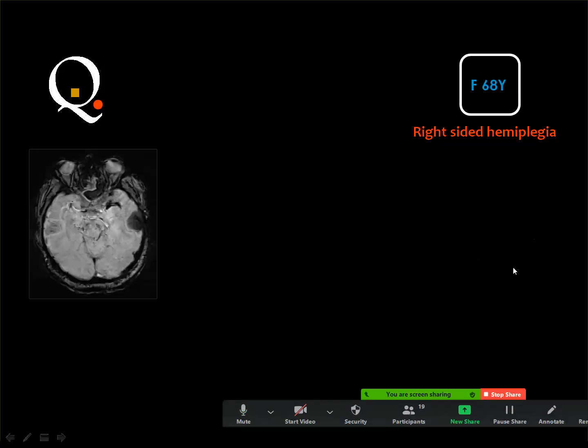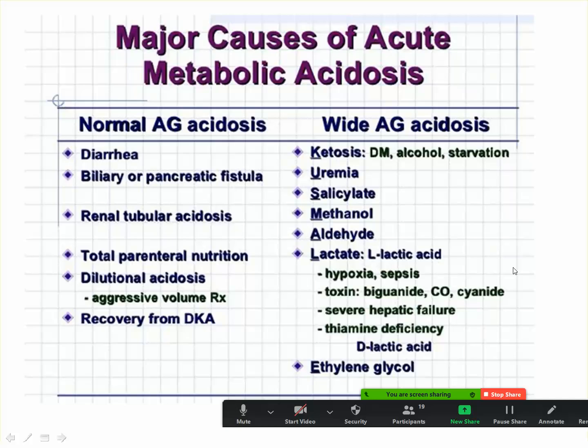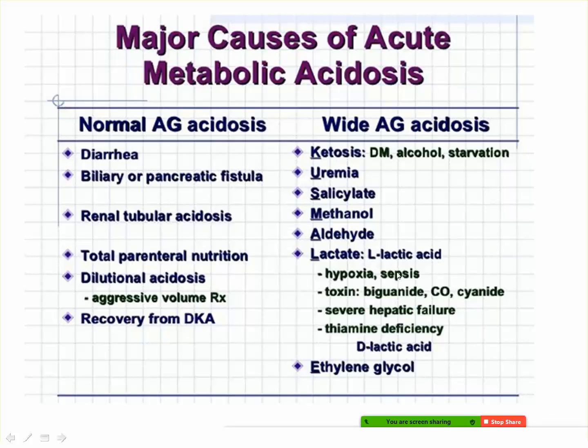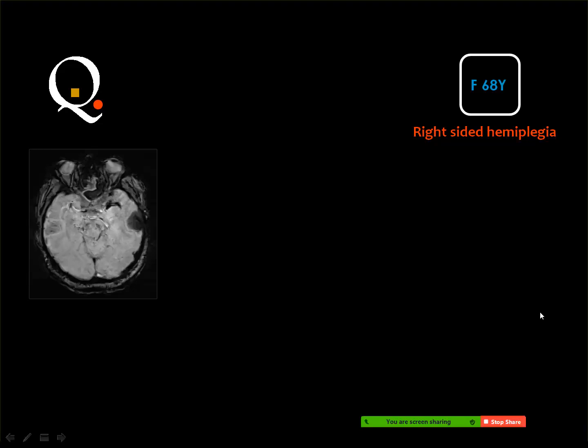Doctor, is this metabolic acidosis reversible or not reversible? Yes, some of these changes are reversible.